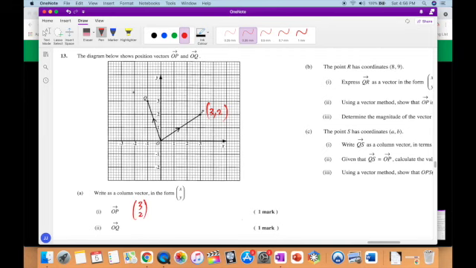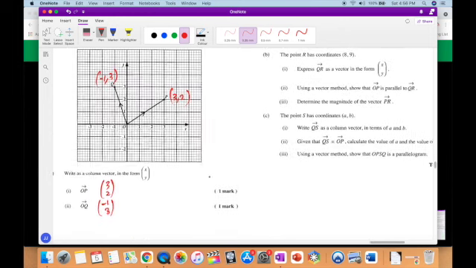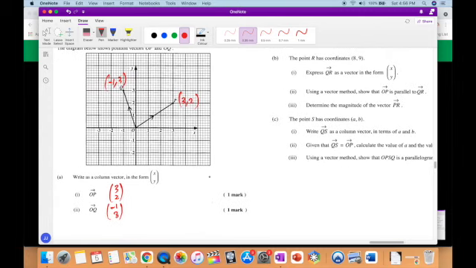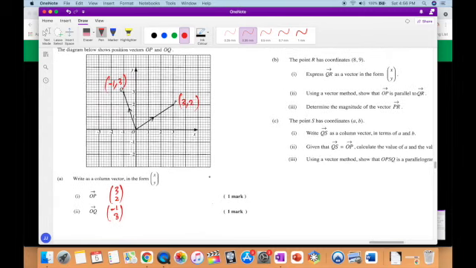And Q is the point (negative 1, 3). So that means that (negative 1, 3) is going to be the position vector. I read that right off the graph, nice and easy, 1 mark each. The point R has coordinates (8, 9). Wow, well that's way off the graph. Express QR as a vector of the form (x, y).